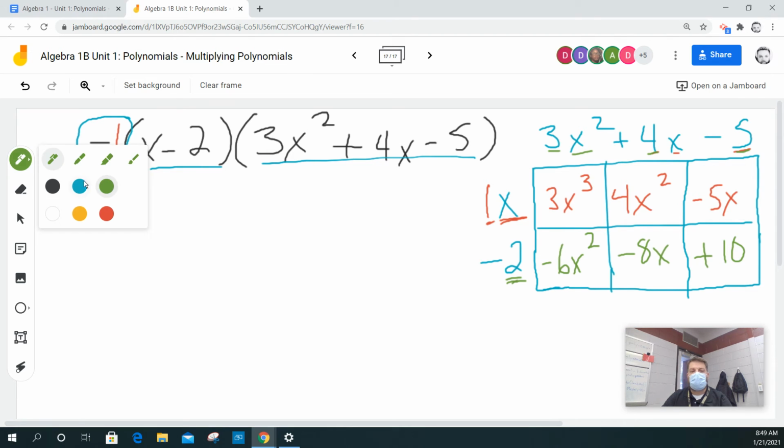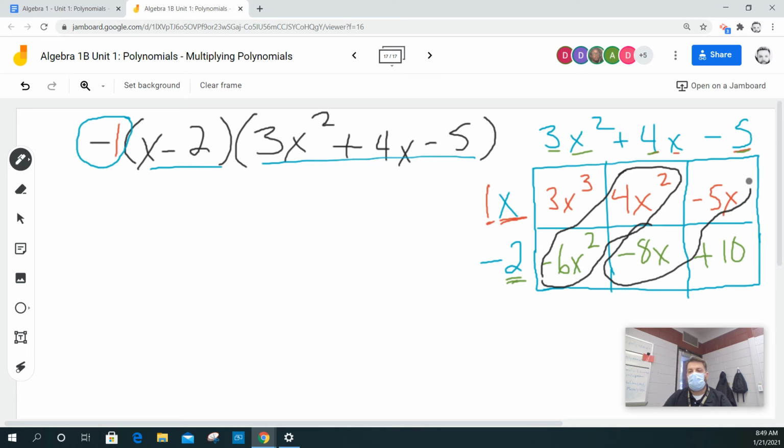The like terms are going to be the x squareds, and they're going to be the x to the first power, right? Because this is like x to the first power, x to the first power. So when I multiply, whoops, I put that in the wrong spot. When I multiply these things together, I get 3x cubed. And I'm going to toss this negative 1 to the front here.